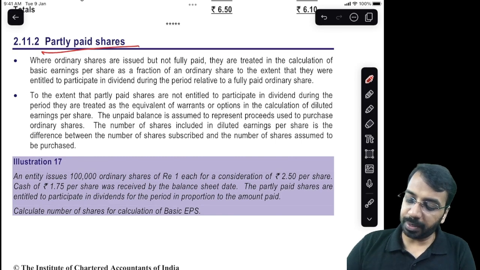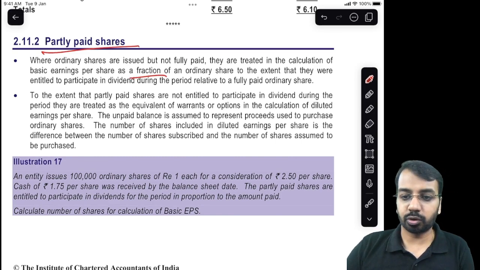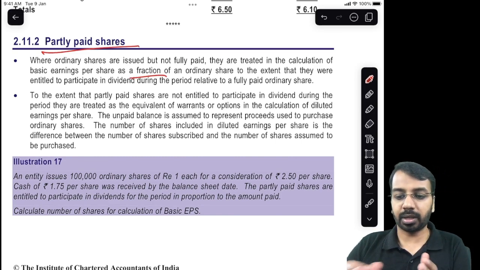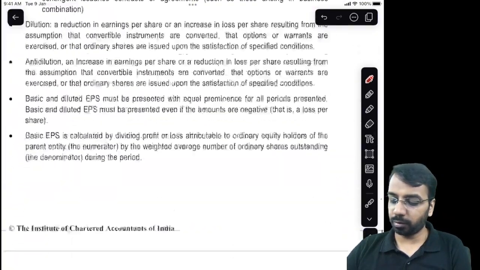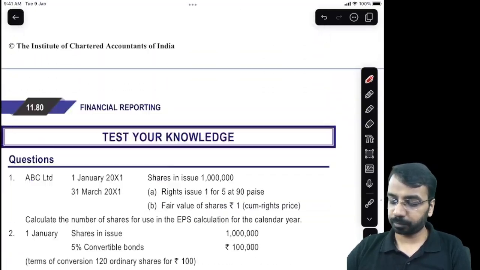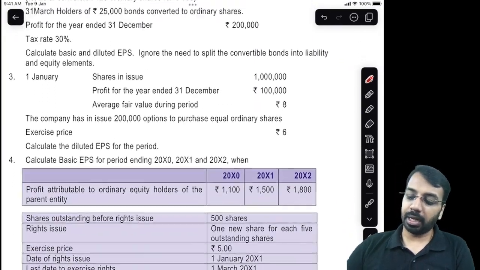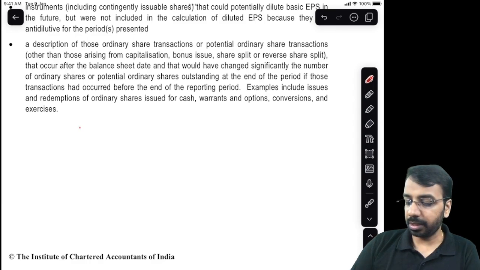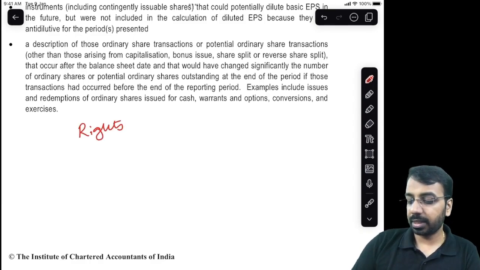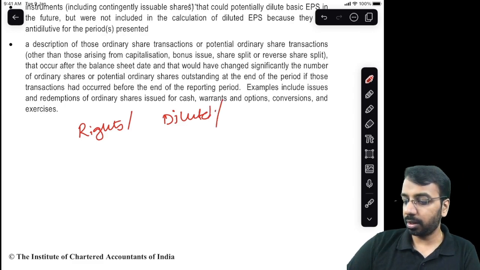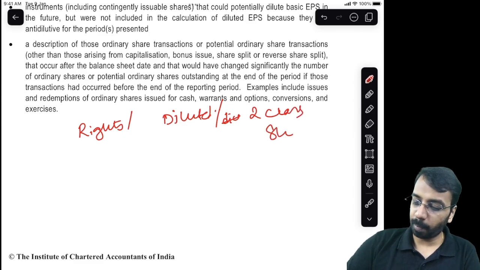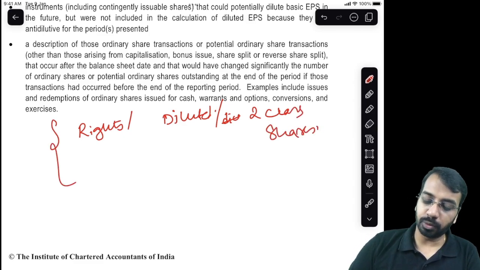If there are partly paid shares, you will consider a fraction. So based on an appropriate fraction, you will consider it for calculation of EPS. That is a self-understood question. Now in this chapter, most important are rights and diluted earnings per share. Sometimes you can also be tested on two class ordinary shares. So based on the two class shares, you can do the calculation.